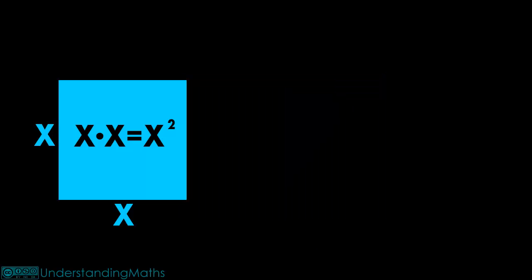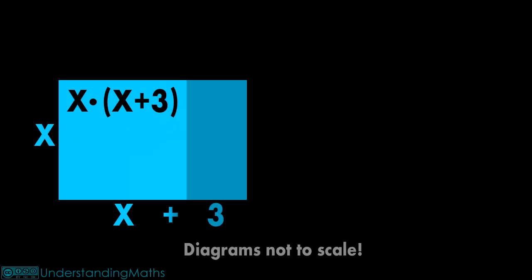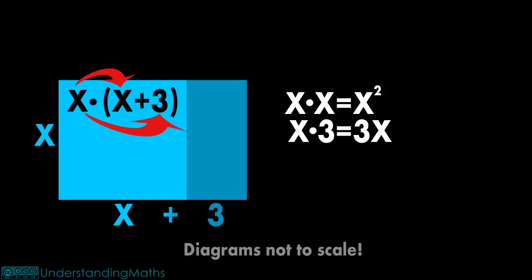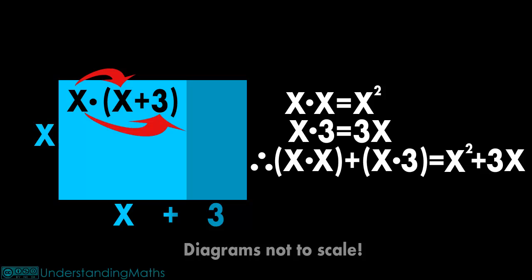What if the sides have lengths of x units? In that case, we can express the area of the square in units squared as x times x, or x squared, or x to the power of 2. Now what if we make one side longer by 3 units? Well, then the area of this rectangle in units squared is x times the sum of x and 3. We can simplify or expand this expression. x times x is x squared, and x times 3 is 3x. So we add the 2, and the area of the rectangle is x squared plus 3x units squared.